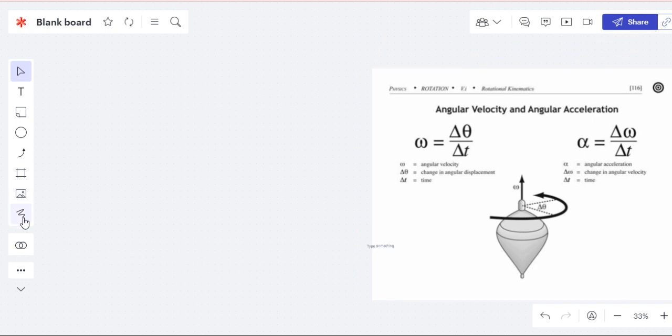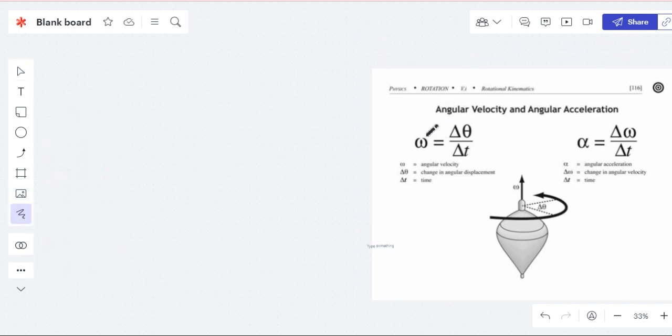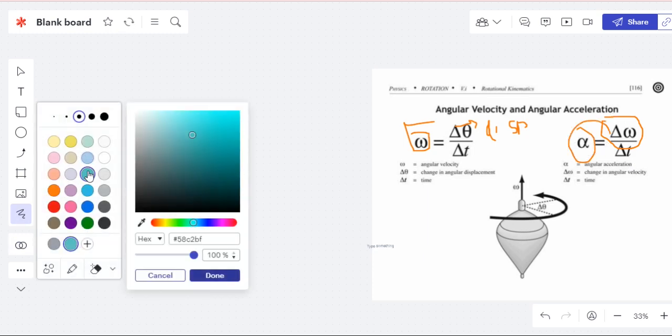Now I'm going to explain with the help of this formula. This is omega. Omega is basically the sign of velocity, which is change in theta, change in displacement. Theta is the sign of displacement, and omega is the sign of velocity. Change in omega, change in velocity, upon change in time is known as angular acceleration.